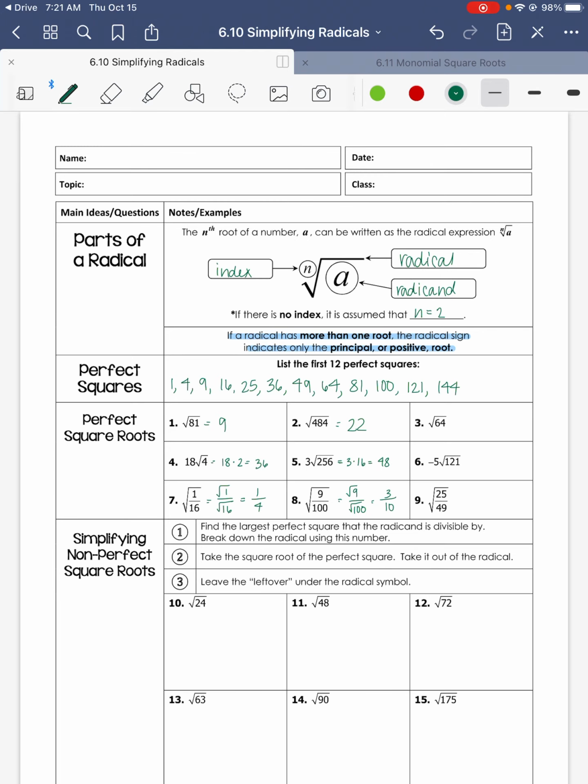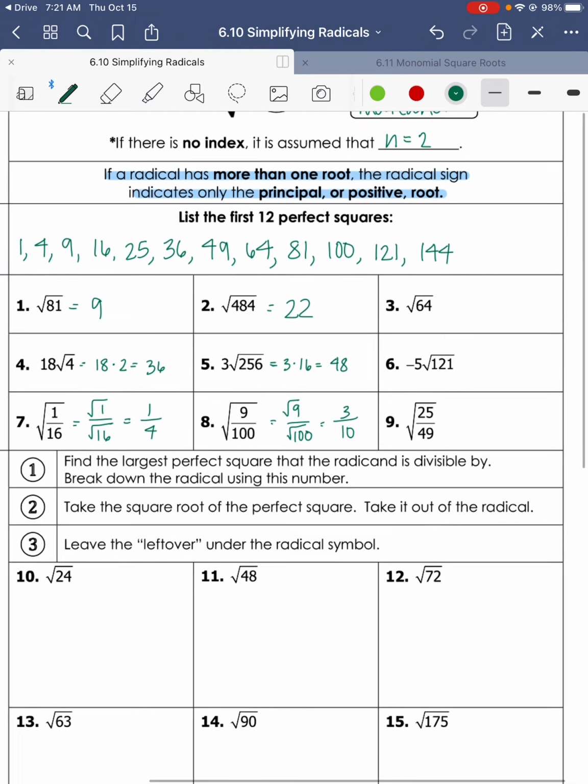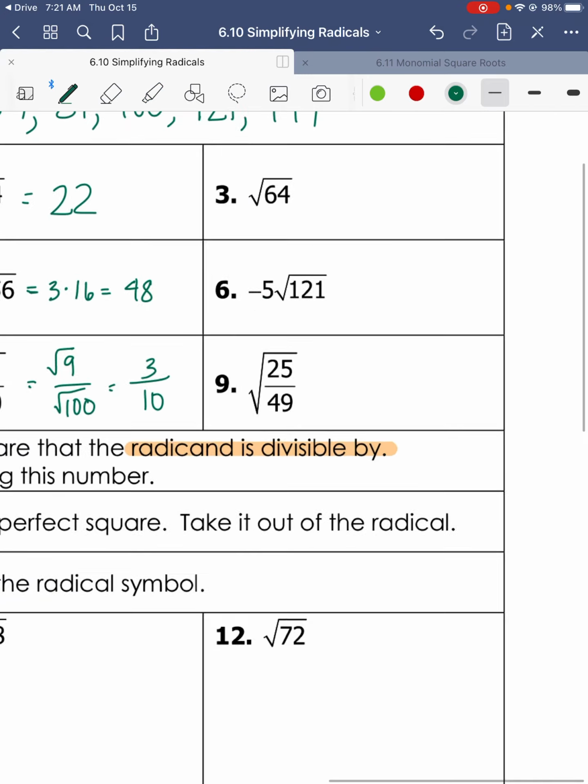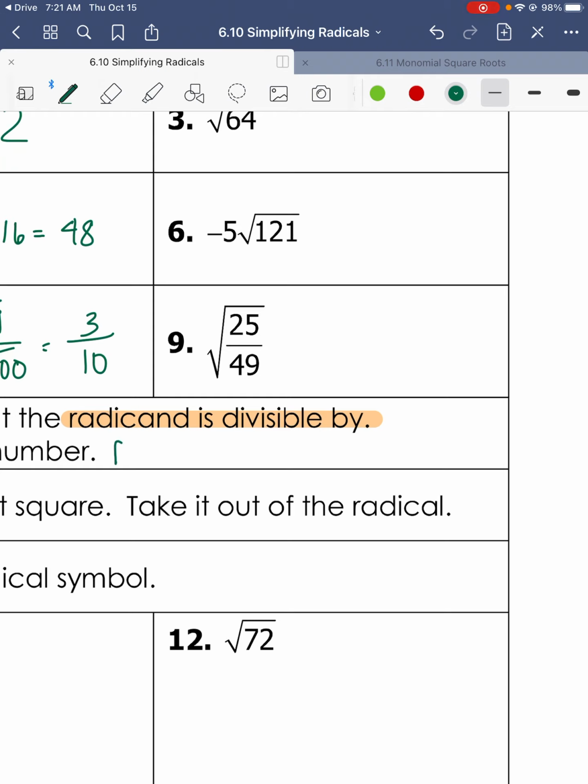And then simplifying non-perfect square roots. Okay, so here they list the steps out for you. Let's do a different color. Find the largest perfect square root that the radicand is divisible by. So what I had said yesterday is we want to find factors of the radicand that are perfect squares.